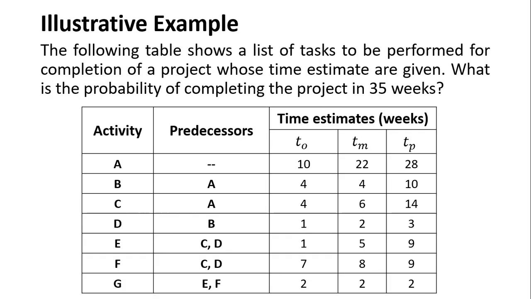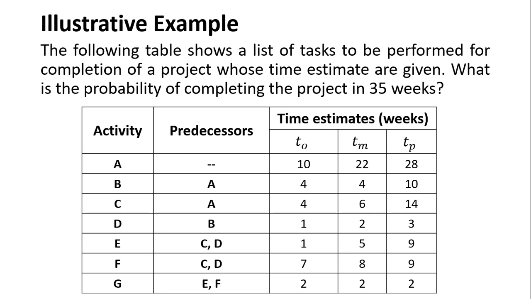Now, we are going to see how we can perform this project evaluation and review technique using an illustrative example. So let's consider this example here. The following table shows a list of tasks to be performed for completion of a project whose time estimates are given. So what is the probability of completing the project in 35 weeks?